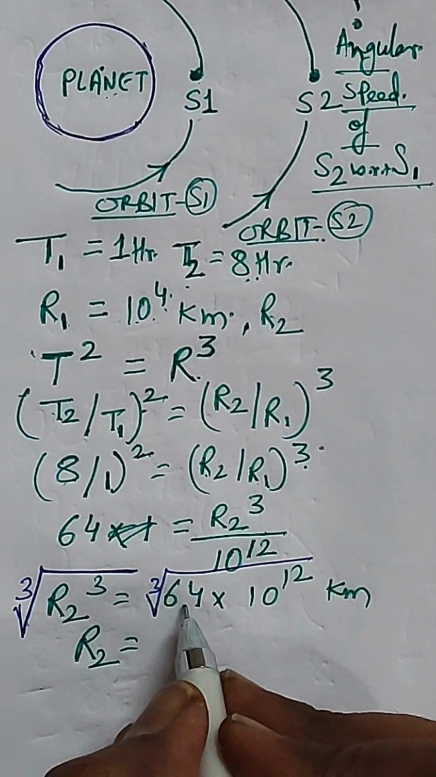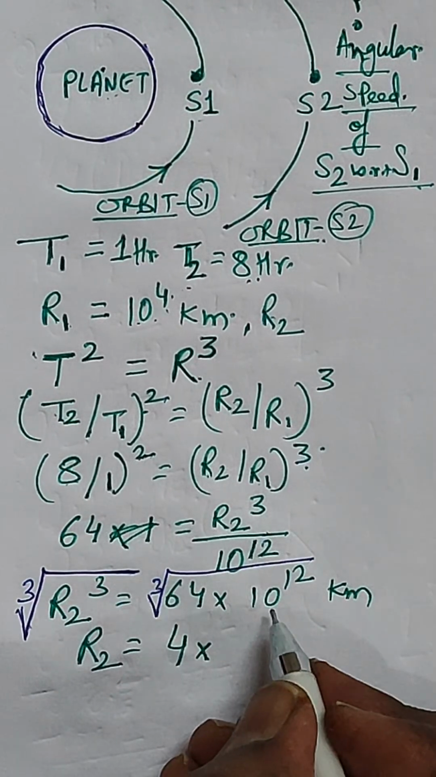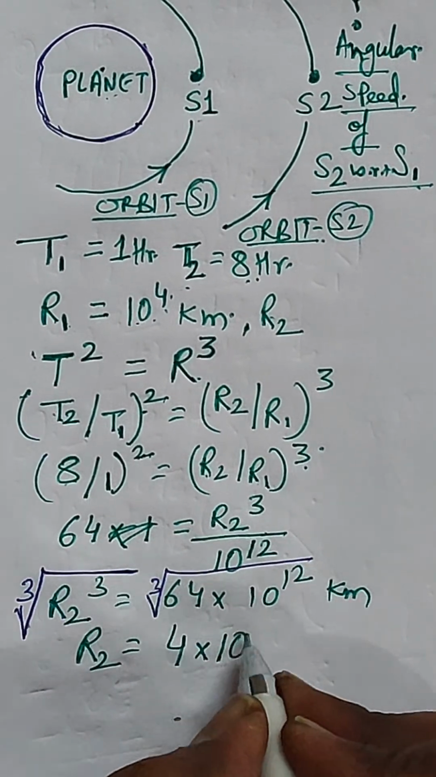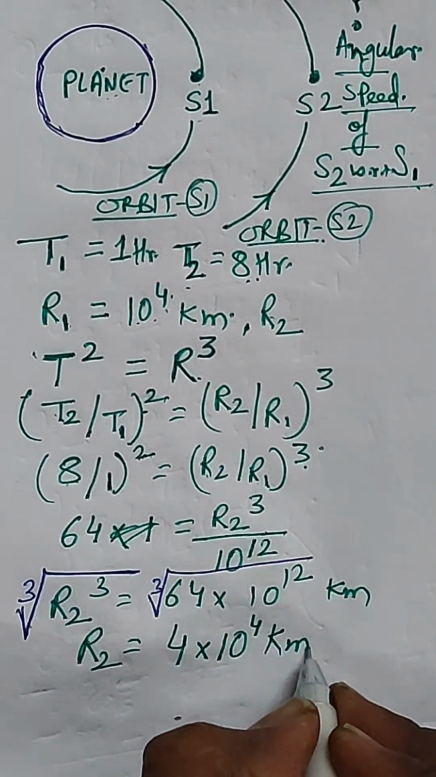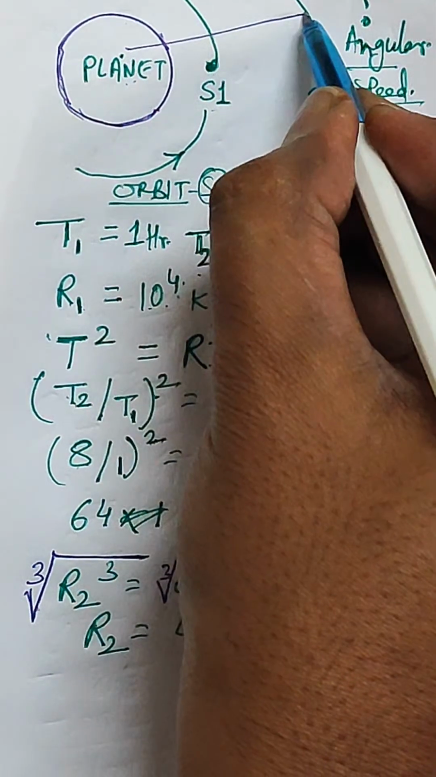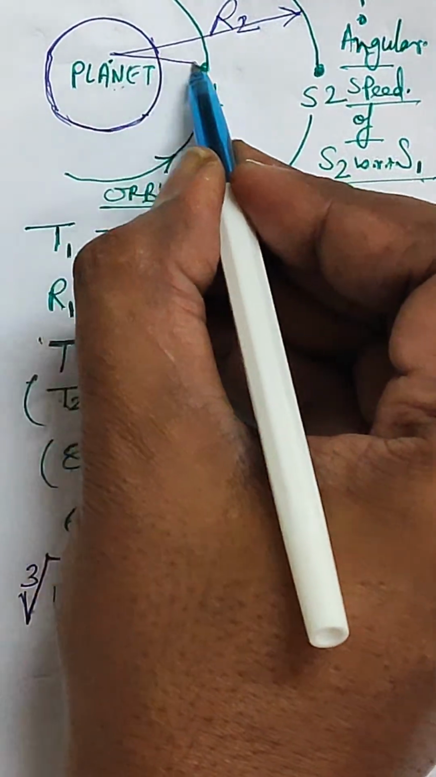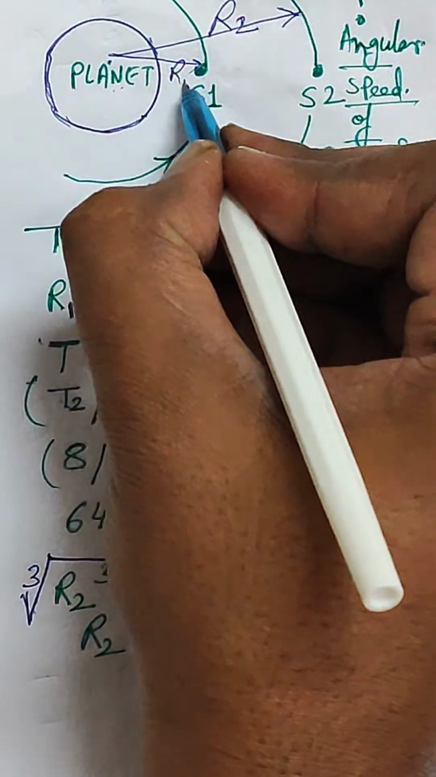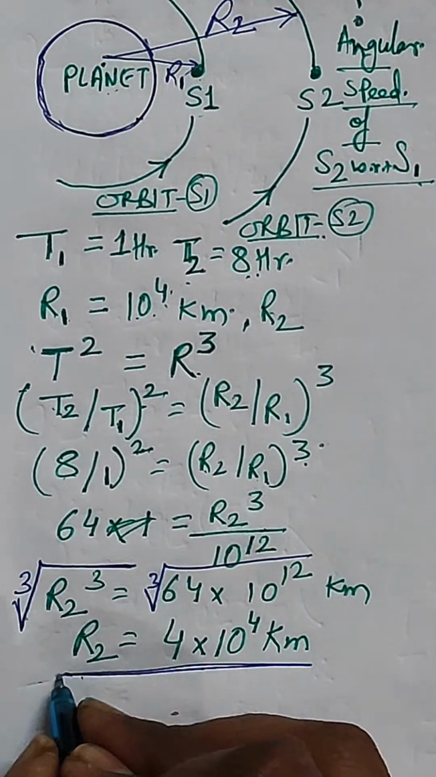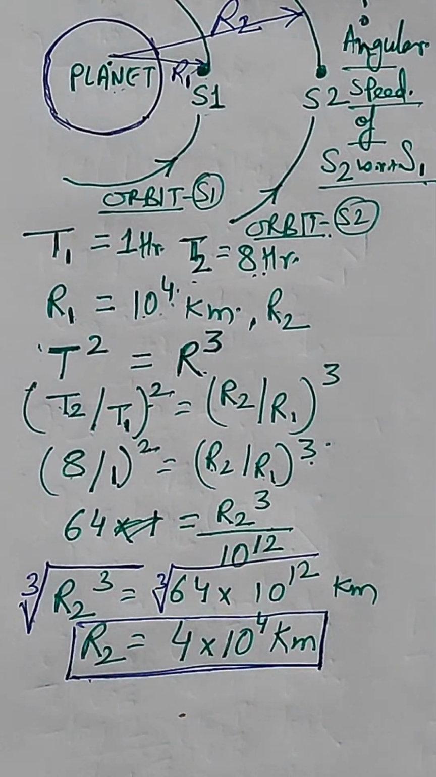R2 is the cube root of 64, which is 4, so it will be 4 into 10 to power 12 coming 3 times, so 10 power 4. 4 into 10 power 4 kilometers is the value for R2, and this was R1. So R2 is 4 into 10 power 4 kilometers. This is the calculated radius of the satellite.